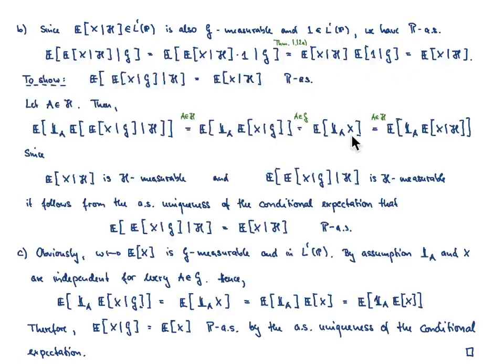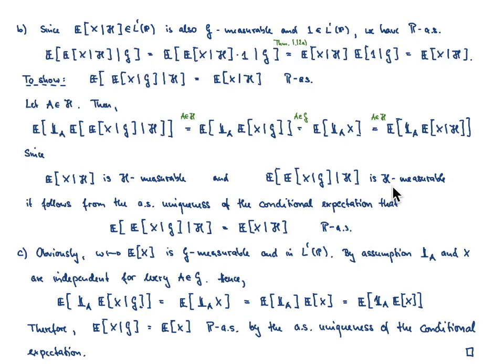And now I use again the second property of the definition of the conditional expectation to rewrite that expectation over here as the expectation of this indicator function of A times the conditional expectation of X given H. So that was the first bit. The second observation is that this object over here is H-measurable by definition. And also we know that that object over here is H-measurable. Why? By using the triangular inequality, I know that the conditional expectation of X given G is in L1. So I can compute also of that object the conditional expectation, and then it follows from the definition of the conditional expectation that that object is H-measurable.